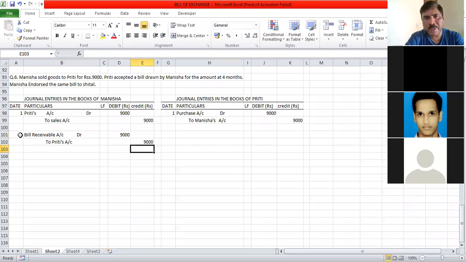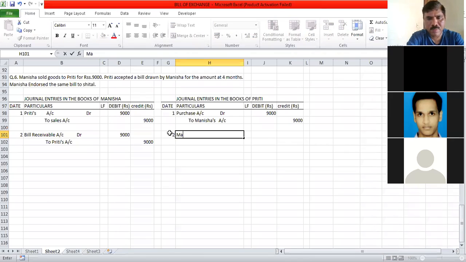And in the books of Preeti, what entry will I pass? Manisha's account debit to bills payable account. Why should Manisha's account be debited? Manisha is the receiver. Therefore, Manisha's account should be debited. So, Manisha's account debit to bills payable account. What is the amount of the bill? 9,000.